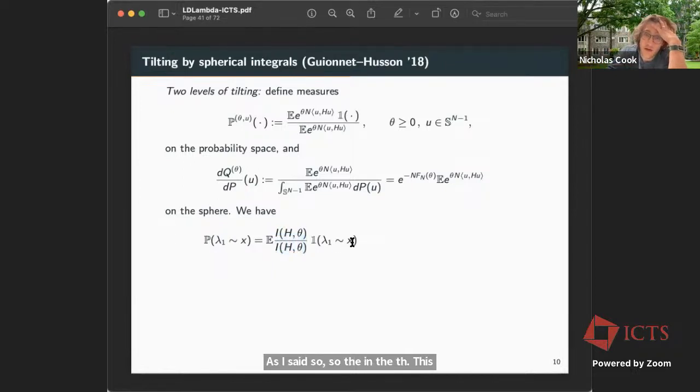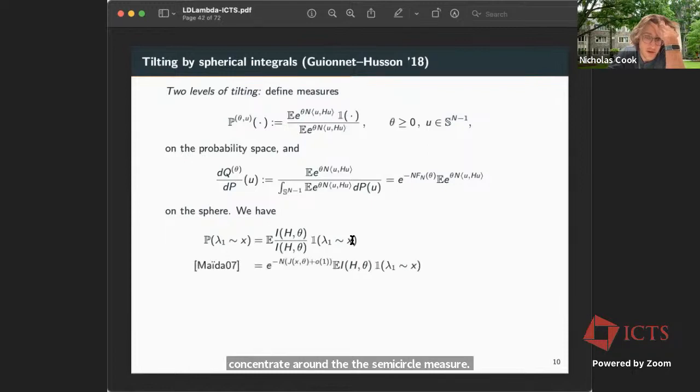I'm not intersecting with a good event here, but keep in mind that I'm actually also carrying around a good event where we concentrate around the semicircle measure. And so that means that the spherical integral is essentially determined by this expression I had on the previous slide. You can get this from this result of Maïda.